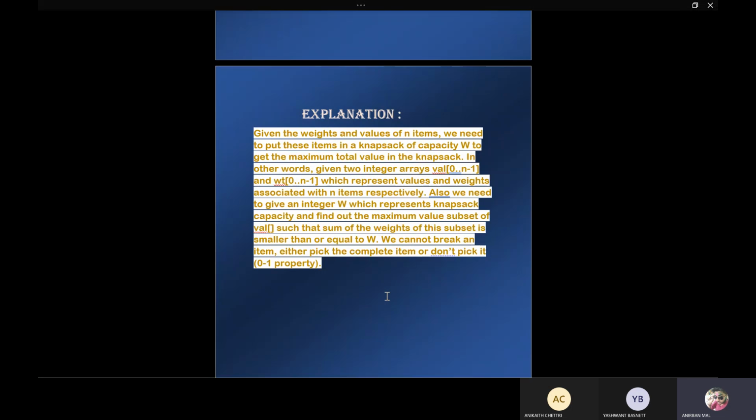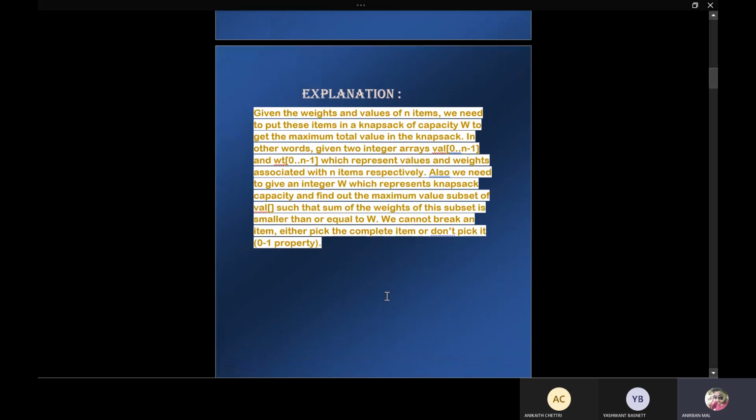Also, we need to give an integer w, which represents the knapsack capacity, and find out the maximum value, that is, the subset of val such that the sum of the weights of this subset is smaller than or equal to w. We actually cannot break an item. Either we need to pick the complete item or not pick it, as the property of the 0/1 knapsack problem tells us. Here is an example to prove it.